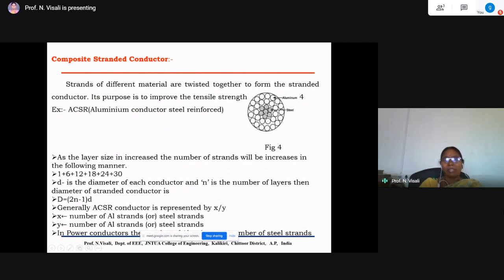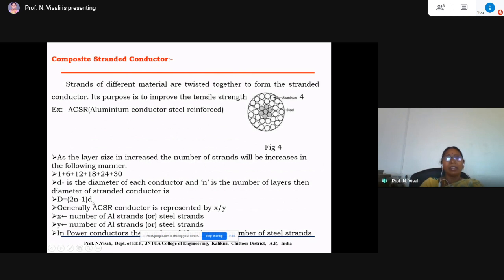So initially it will start with 1, next it will start with 6, next it will start with 12, next it starts with 18, next it starts with 24. Like that, the number of layers will be connected, and this type of conductor is more useful and has high tensile strength.